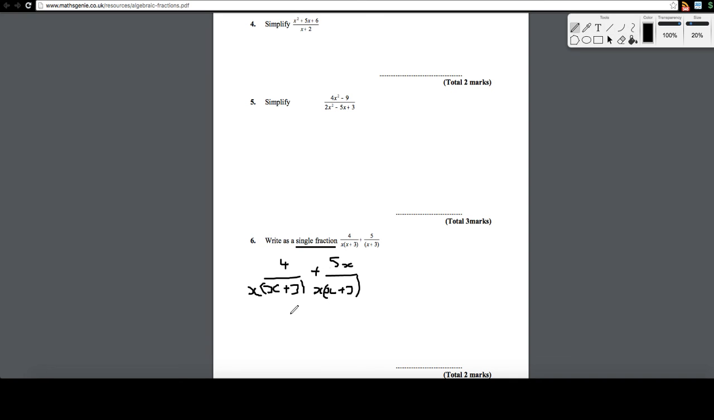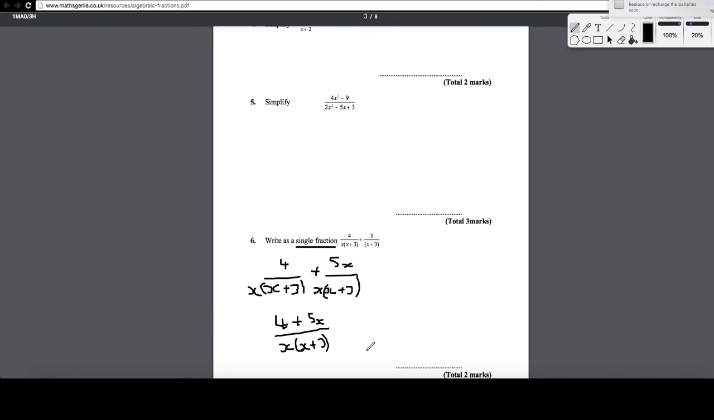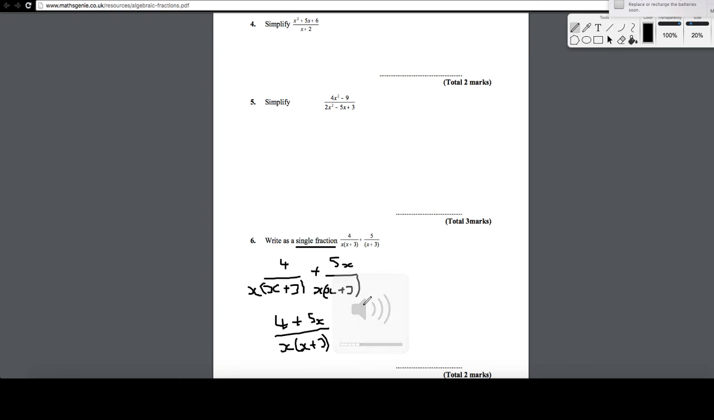Now, from there we can just create normal brackets, so 4 plus 5x over x bracket x plus 3, and that would be your final answer. And you can change it, of course, to 5x plus 4 over x plus 3.